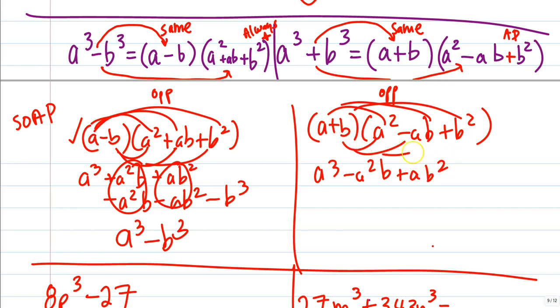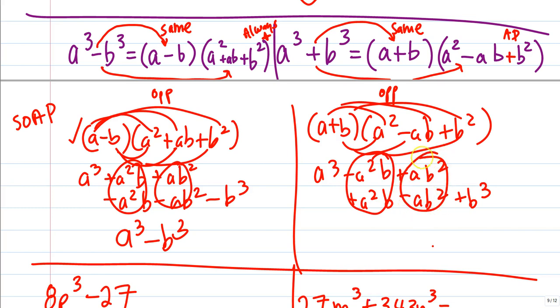Now when I do the positive, watch what happens. B times a squared is plus a squared b. B times ab, minus ab squared. And b times b squared, plus b to the third. See, this is the key. That opposite, that if this is negative, this one has to be opposite. If it's positive, the other one's opposite, right? The reason that's important is that with that being the opposite sign, that's what makes everything in the middle zero out, so that I'm left with just a cubed plus b cubed, okay?